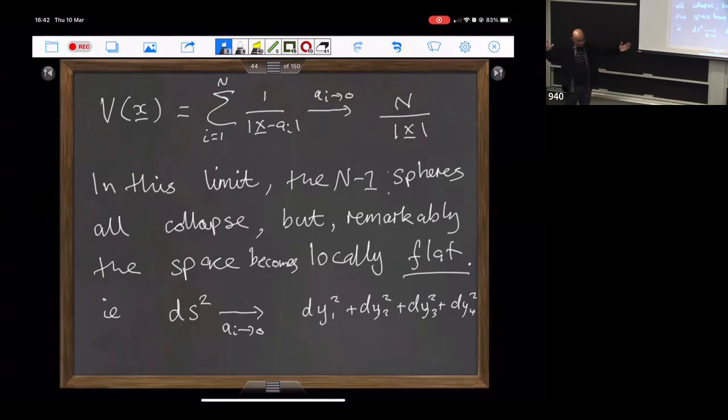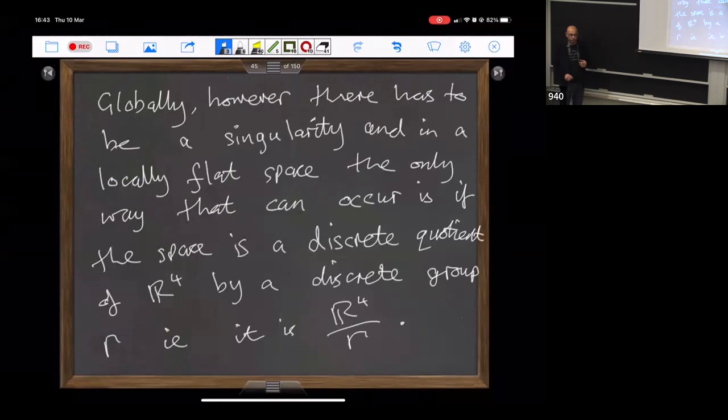So now, if you collapse all the spheres, something has to give, because in that limit this space becomes locally flat, in fact. So it just becomes ordinary, locally Euclidean space. But there has to be a singularity somewhere. Well, in a locally flat space, the only way you can get a singularity is if the space is not really Euclidean space, but Euclidean space divided by some finite group, by a discrete group. Okay.